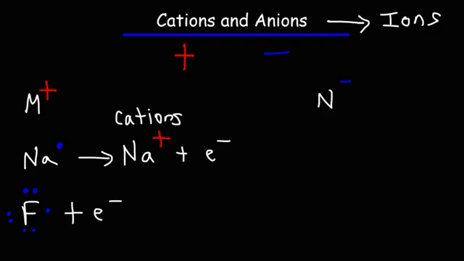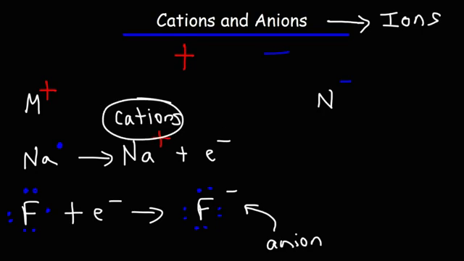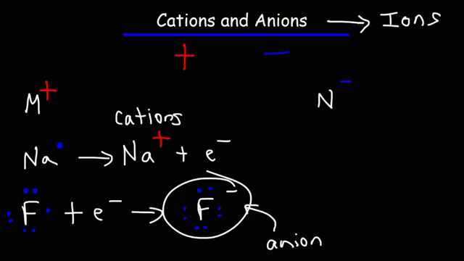And so when fluorine captures an electron, it's going to turn into the fluoride ion. And now it has a negative charge. So this ion is known as an anion because it has a negative charge. And so that's the difference between cations and anions. Remember, cations are ions with positive charges. They have more protons than electrons. And anions are ions with negative charges. They have more electrons than protons.